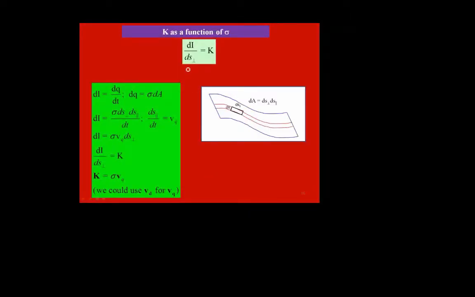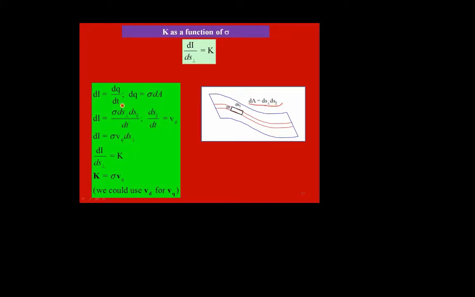So here's our definition again, and so we'd like to look at the function K as a function of the surface charge density. So for that we're going to need to take an area, and so we start with this surface area here, which will be related to the two distances that we've already shown. So if we multiply these two together, we'll get a dA. So that's what we see here. dA is equal to ds perpendicular times ds parallel.